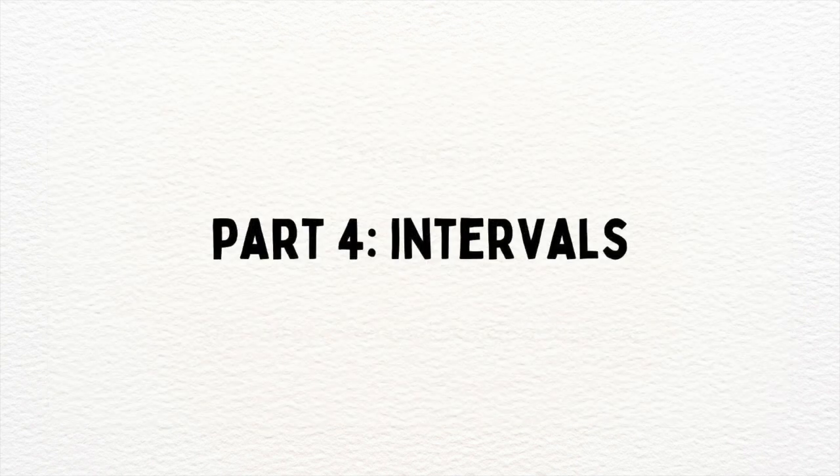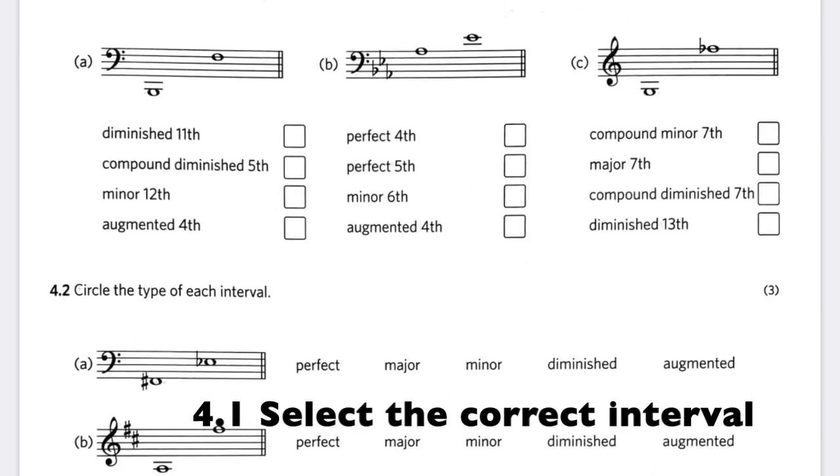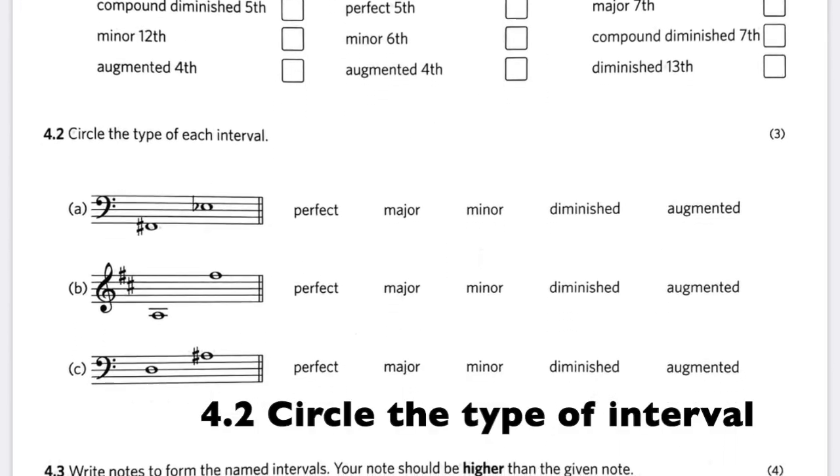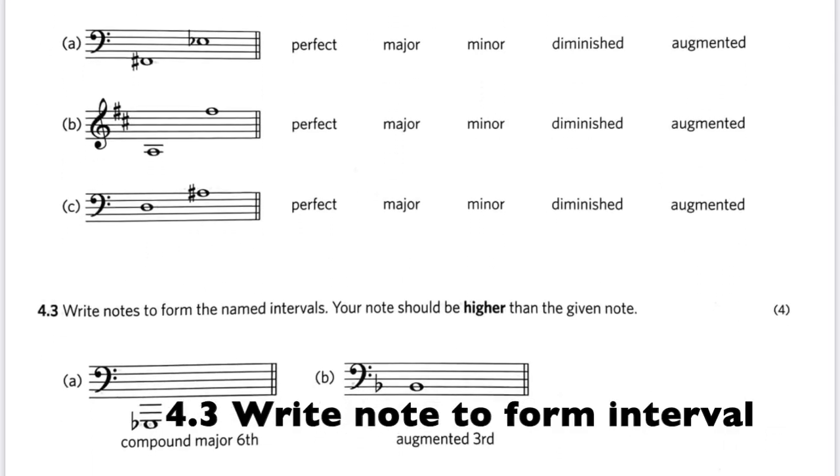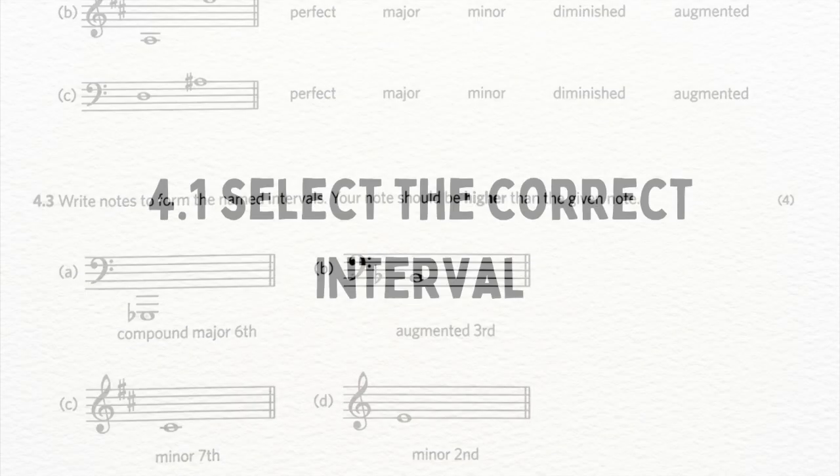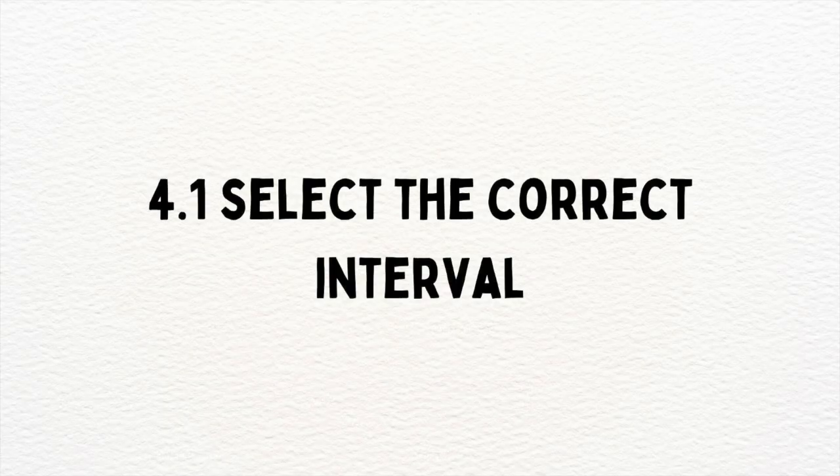Let's start on Part 4, intervals. Here is an overview of the questions. 4.1, select the correct interval. 4.2, circle the type of interval. And 4.3, write note to form interval. 4.1, select the correct interval. There are 3 questions.